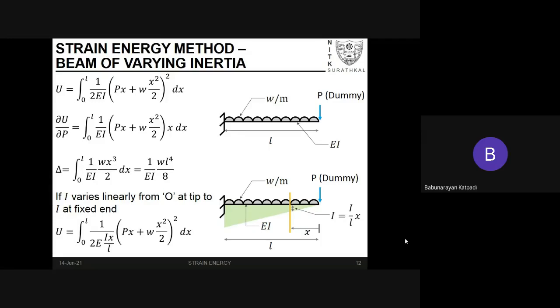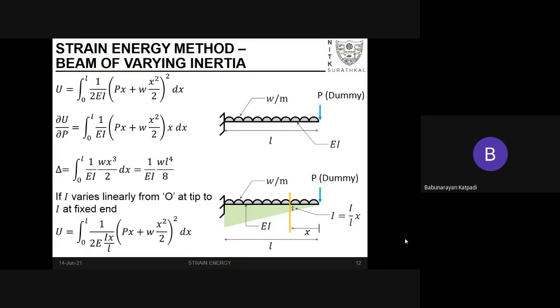See, many times you will come across beams of varying inertia. So far, all our discussion was dealing with prismatic section. Prismatic is the same section throughout. We encounter sections where the inertia varies. Inertia need not necessarily be the same throughout. If that is the case, how we make use of strain energy method, we'll see here.